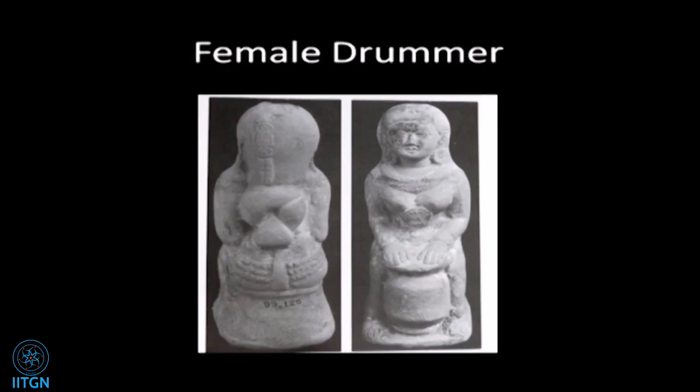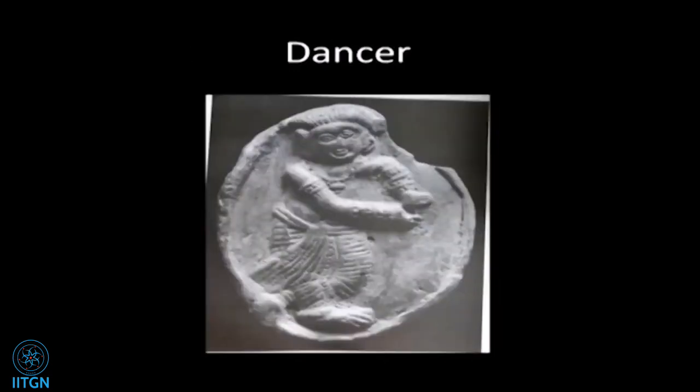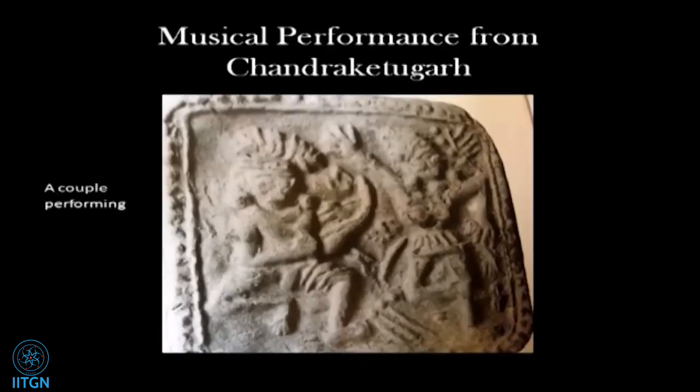Again, this is another. So this is the back side and this is the front side. She is a dancer. It's a plaque where she is dancing. And here we have a musical performance by perhaps a couple from Chandraketugarh. You can see these plaques are actually not in a very good state, some of them are in a very good state, but not all. We'll see one or two.